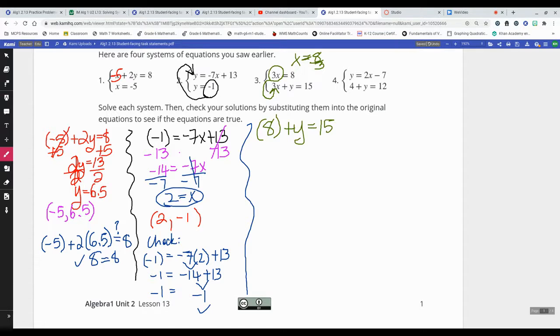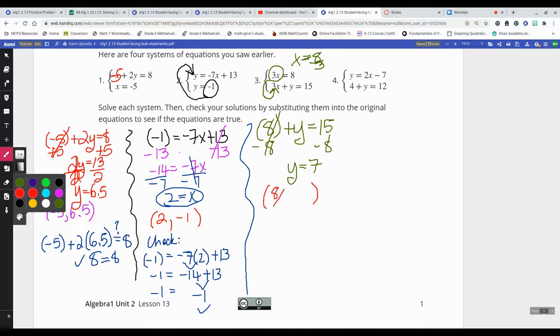Okay? So then you minus 8, minus 8. So y is equal to 7. Alrighty, so now if we were to graph these, they would meet at 8/3 and 7.